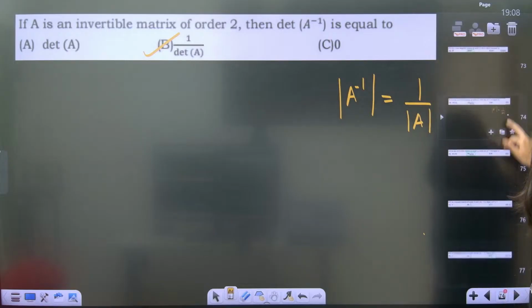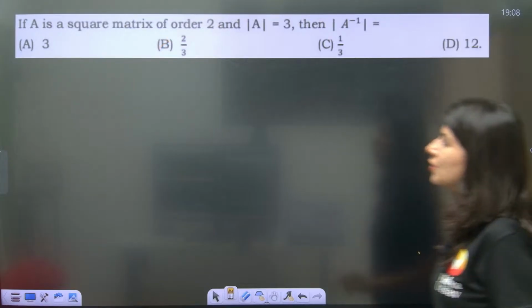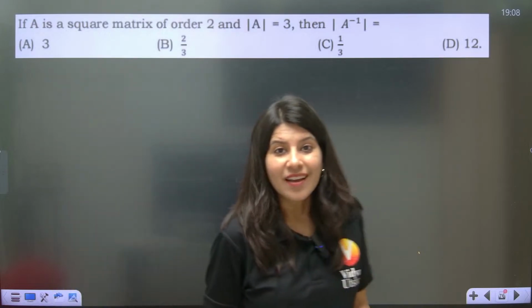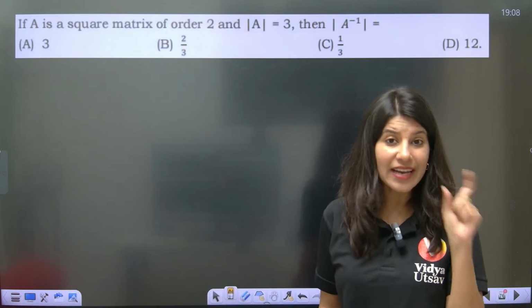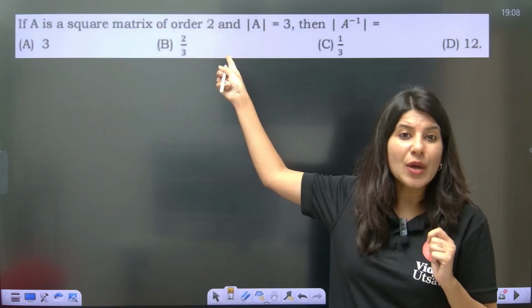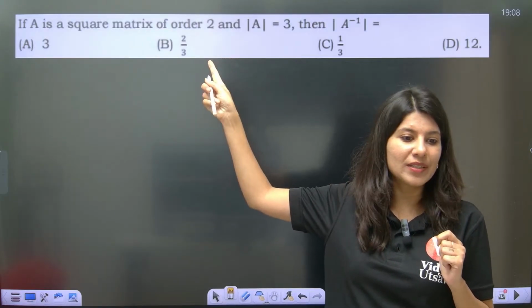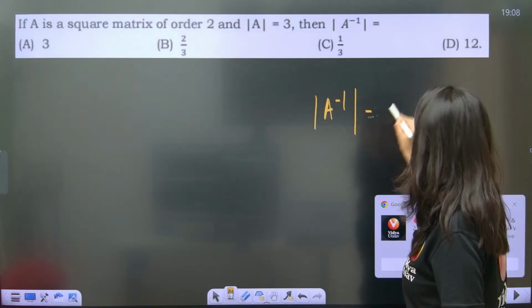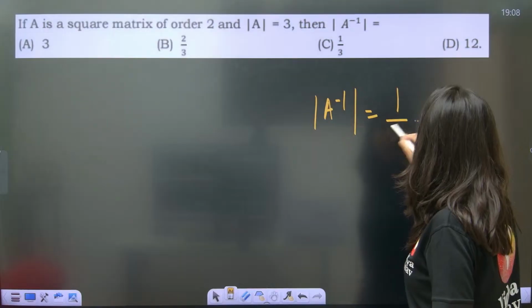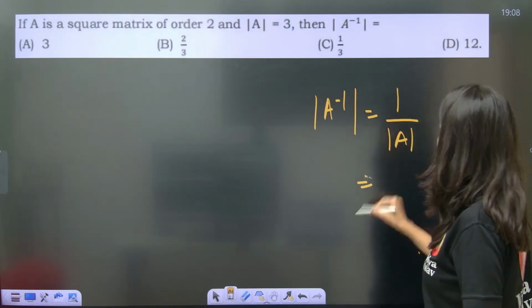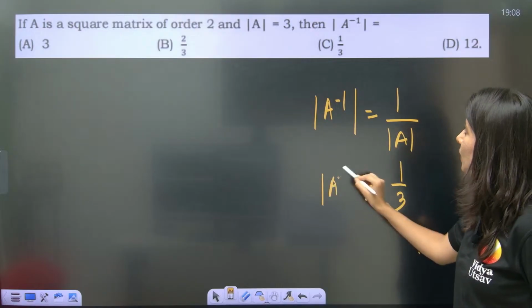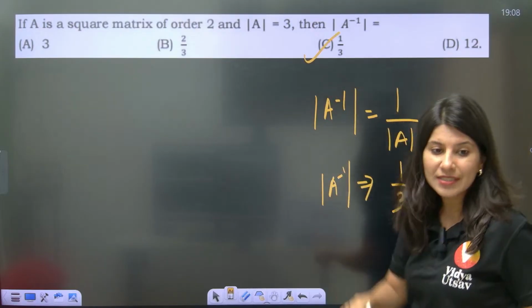All right. Now we are having another question. A is a square matrix of order 2. Can you see, you just read that property, and now you have a question based on that property, right? So remember that property. Determinant of A inverse is nothing but 1 upon determinant A. So this is 1 upon 3. Determinant A inverse is 1 by 3, option C again.